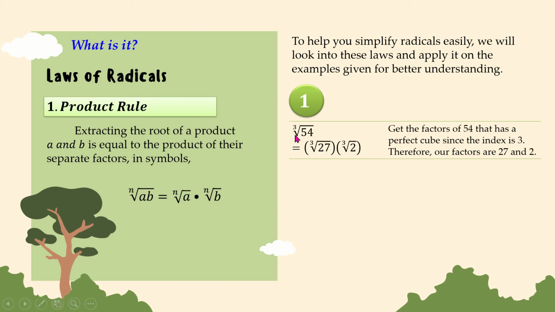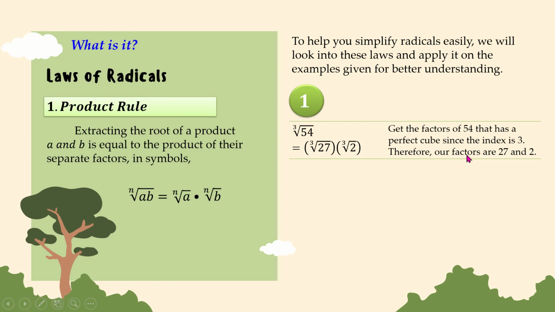Example number 1 given is the cube root of 54. So how do we simplify the cube root of 54? Okay, you have there the reasoning. You'll get the factors of 54 that has a perfect cube. So the 54, we find the factors that are perfect cubes. So since the index is 3, so cube root, it should be a perfect cube.